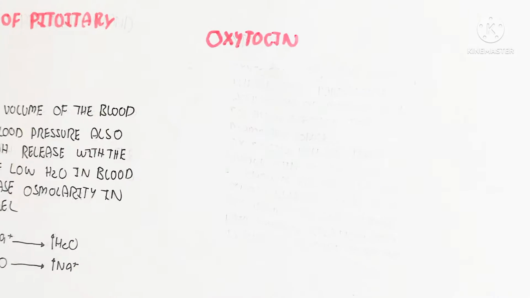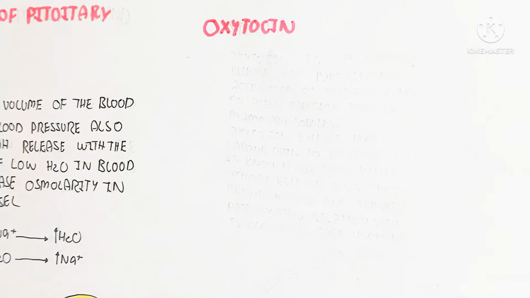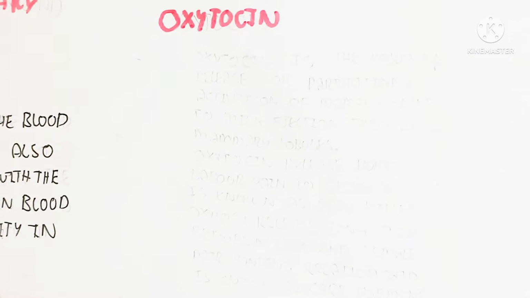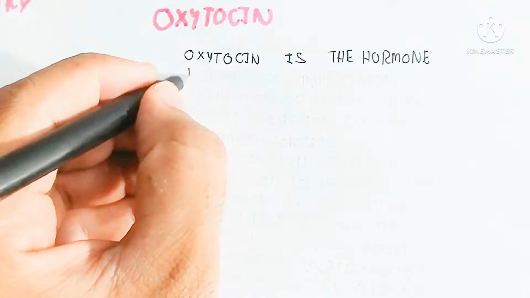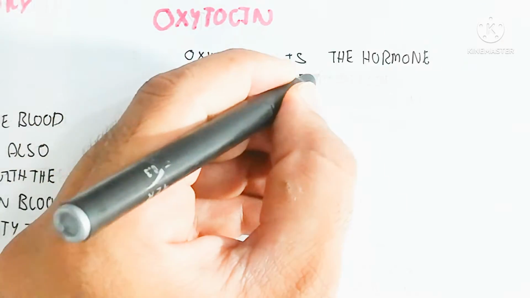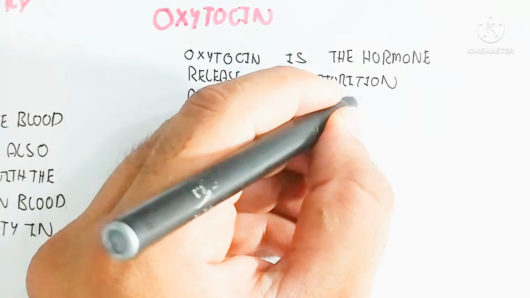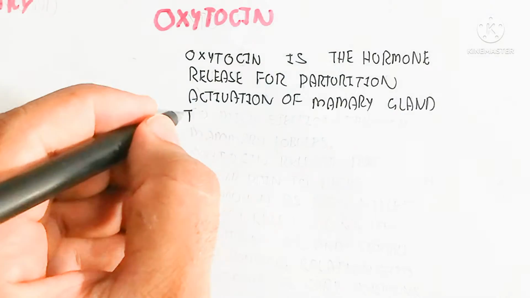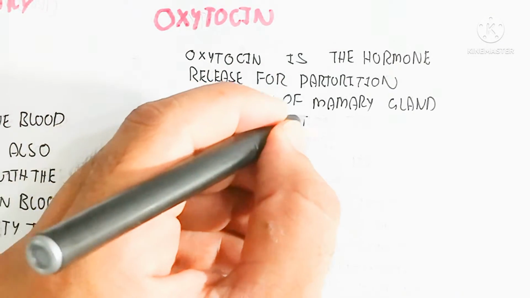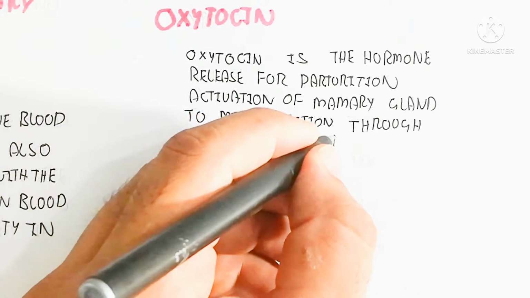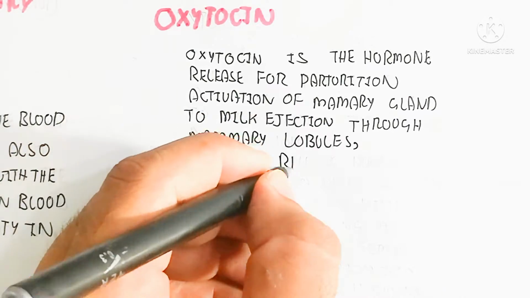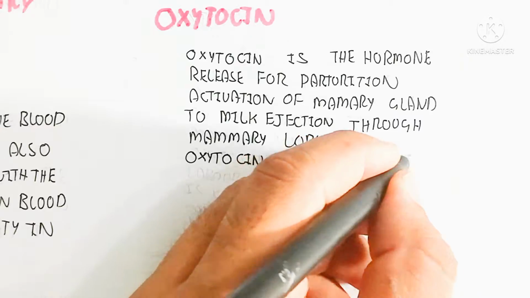So the antidiuretic hormone is important for the blood pressure regulation, while the oxytocin, let's begin to understand. So oxytocin is the hormone released for parturition during the labor pain in the female, and activation of mammary gland to milk ejection through mammary lobules. And oxytocin released during labor pain to decrease pain is known as the painkiller. So that is why it is known as painkiller.